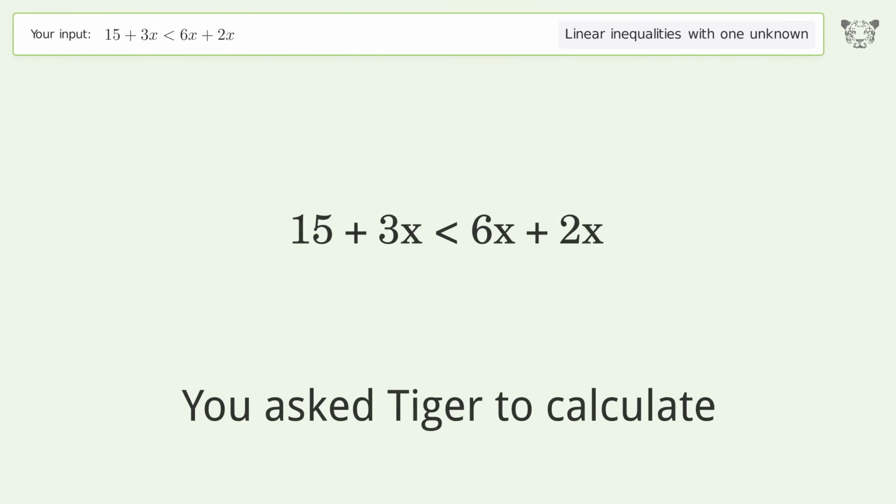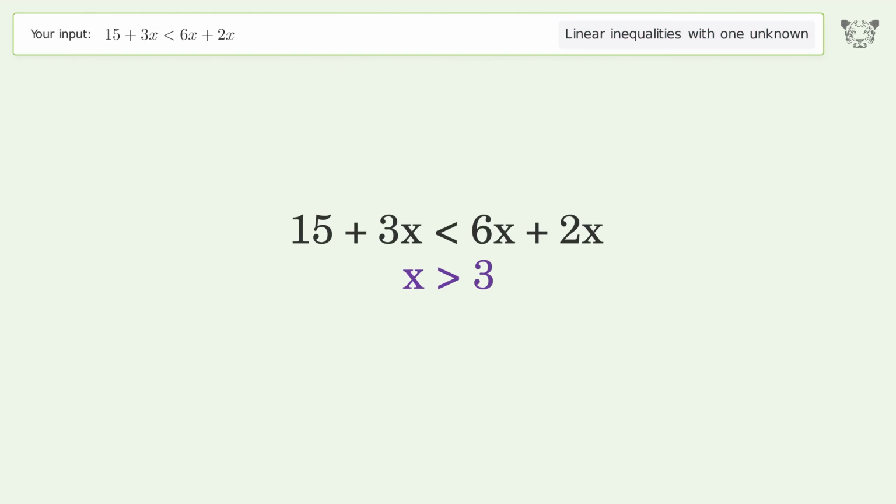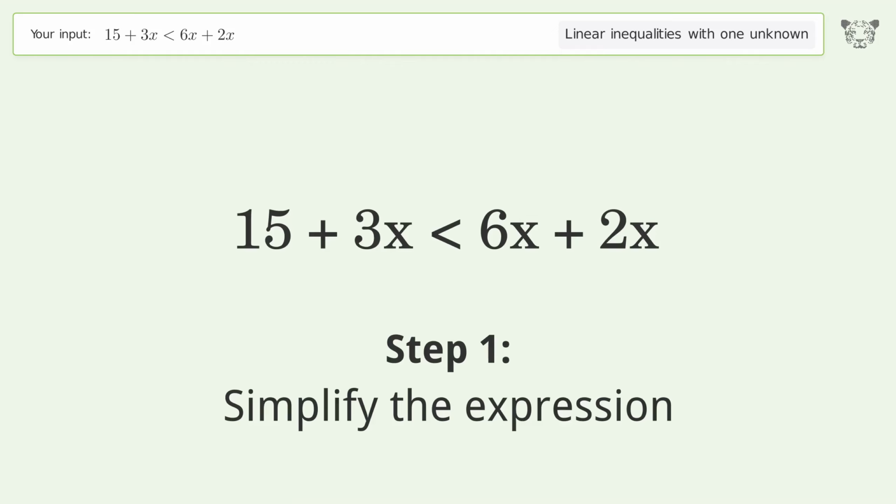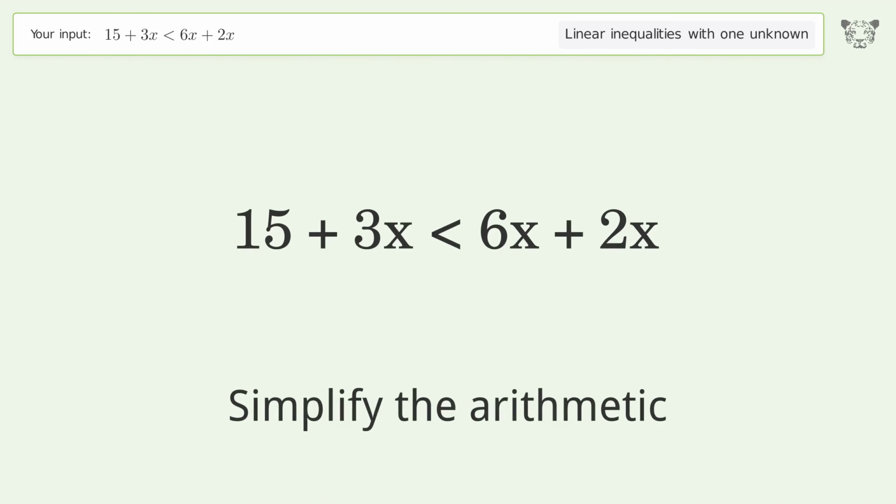You ask Tiger to calculate. This deals with linear inequalities with one unknown. The final result is x greater than 3. Let's solve it step by step. Simplify the expression. Simplify the arithmetic.